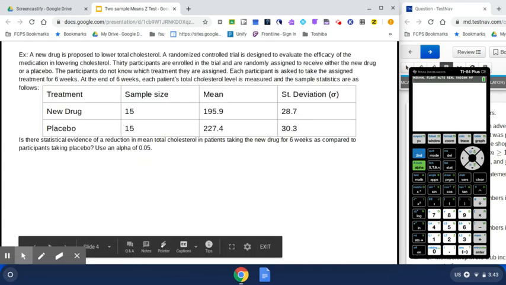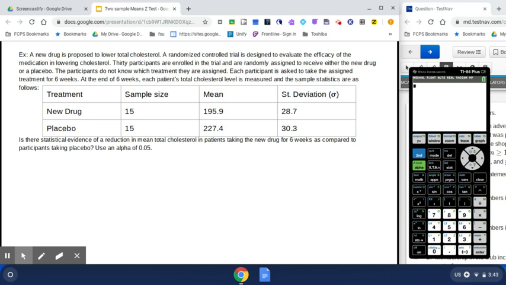All right, here's the first example that we're going to walk through together. A new drug is proposed to lower total cholesterol. A randomized controlled trial is designed to evaluate the efficiency of a medication in lowering cholesterol. 30 participants are enrolled in the trial and are randomly assigned to receive either the new drug or a placebo. The participants do not know which treatment they are assigned. Each participant is asked to take the assigned treatment for 6 weeks.